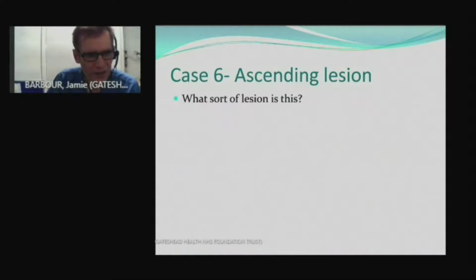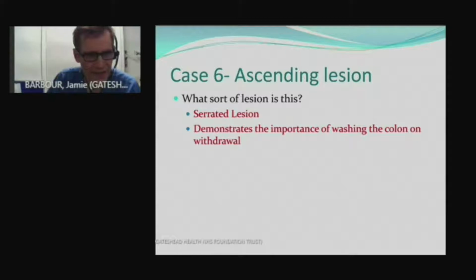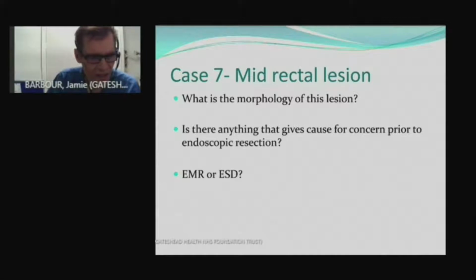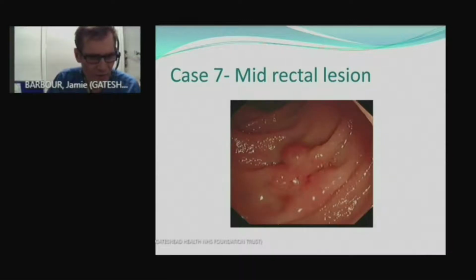The question is, what sort of lesion is this? And this is, I'm sure you know, it's a serrated lesion. And it's absolutely vital that you wash the colon on withdrawal, and any bit of stool that you see, you clean. Now, this is a mid-rectal lesion, and what do we make of that, I wonder? What's the morphology? Is there anything that gives cause for concern prior to endoscopic resection? And would you try and EMR it or arrange for an ESD?